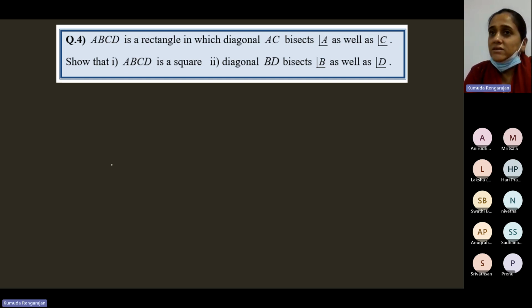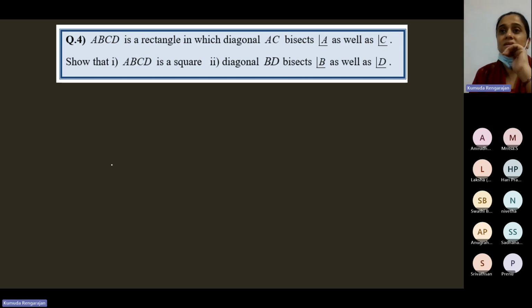ABCD is a rectangle in which diagonal AC bisects angle A as well as angle C. So now we just finished a parallelogram. Diagonal AC bisects angle A, so we were able to prove that it also bisects C. And we proved it's a rhombus. Now this is a rectangle. In a rectangle, when the diagonals bisect the corner angles, it's a square.